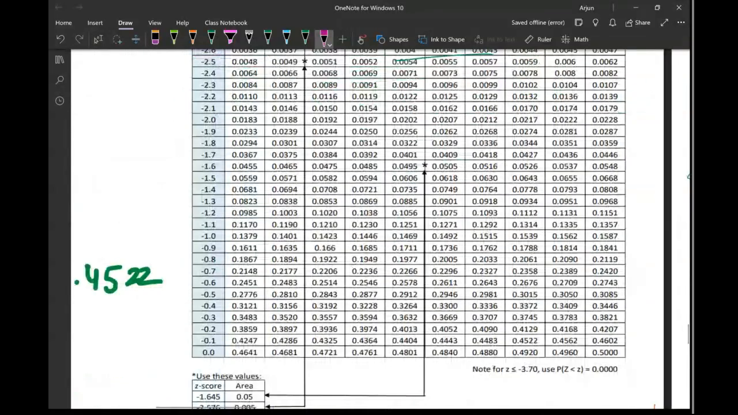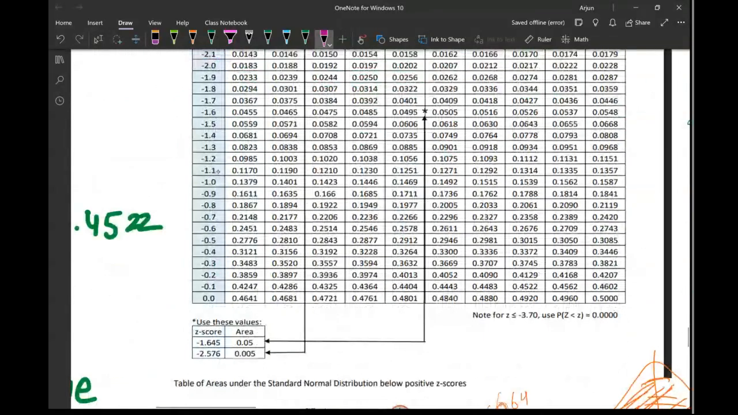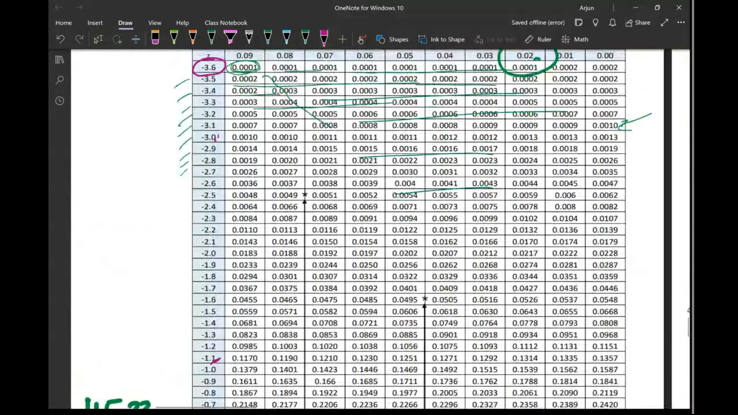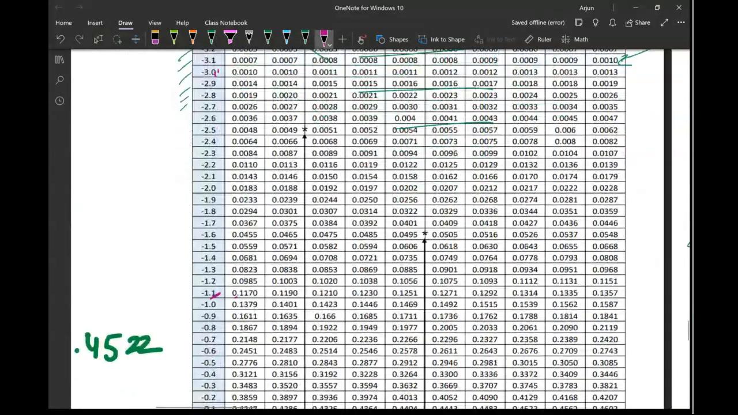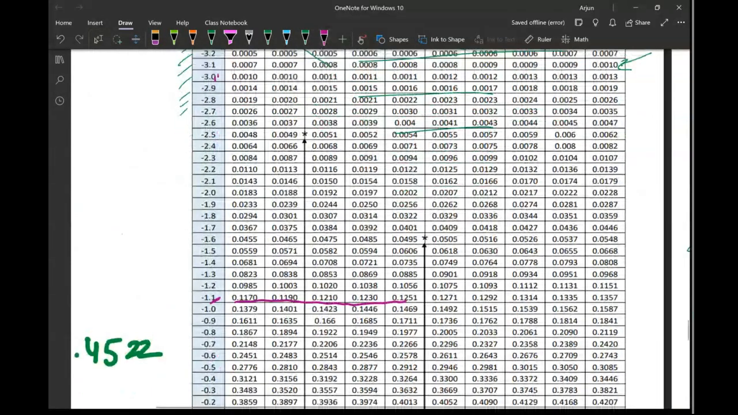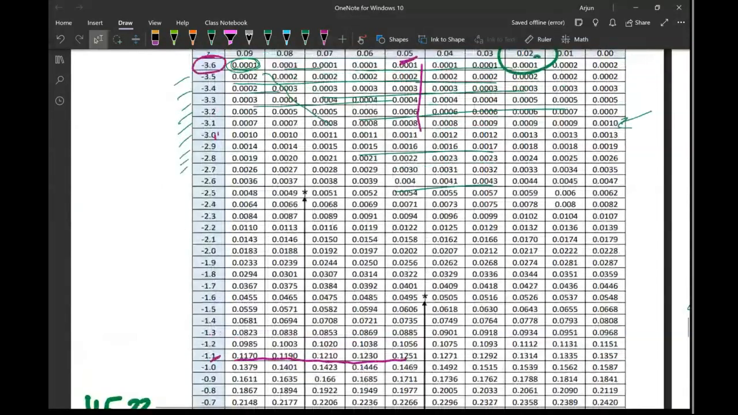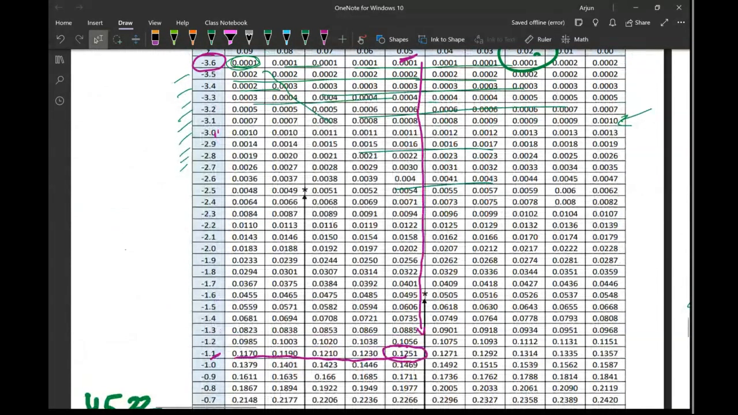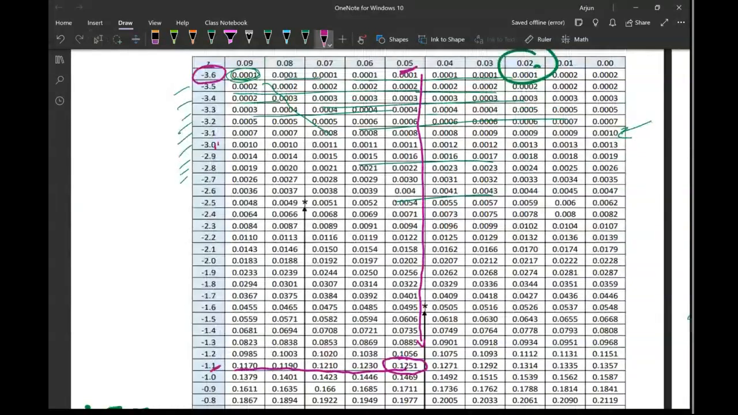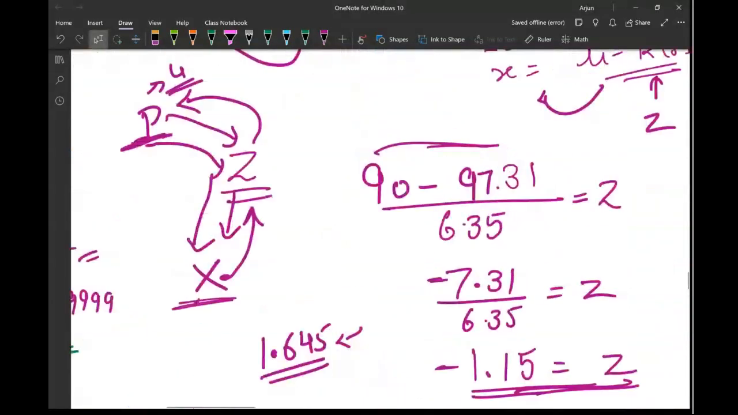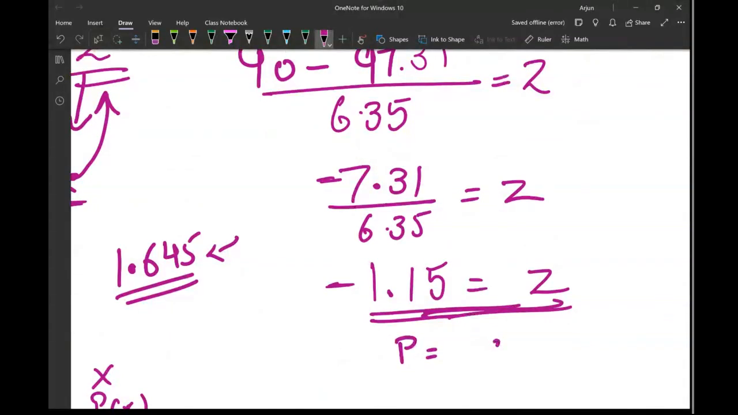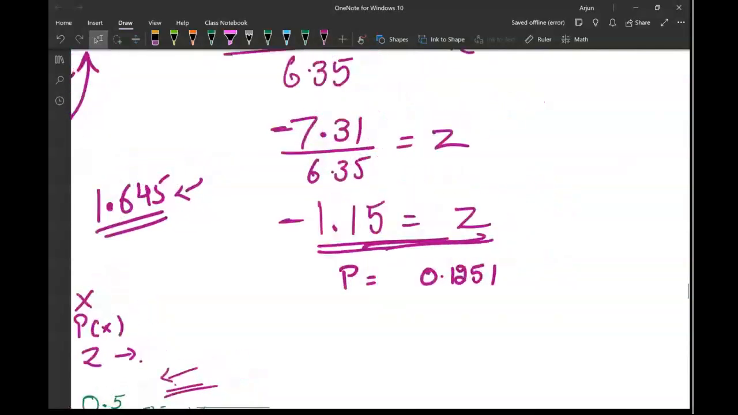So 1.15, 5 will be on top here, 1.15 here, and then I will move in this direction, and from top I'll come in the downward direction, and 0.1251, that will be the number I'm gonna get. So the final answer will be, probability value will be 0.1251. So what does this mean?